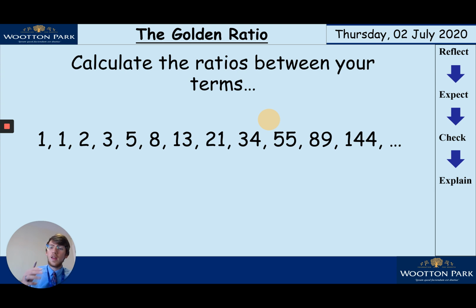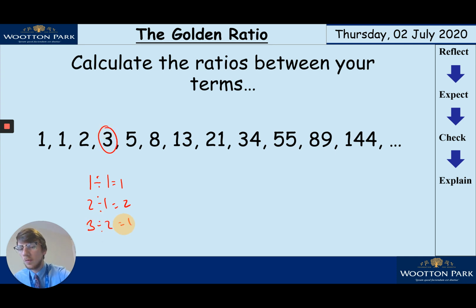So we're going to delve a little bit deeper into the Fibonacci sequence now, and calculate the ratio between each term. What I mean by that is we're going to find what we have to multiply the previous term by to get to the next term. The way we do that is we take one term and divide it by its previous term. So 1 divided by 1 is 1. Then 2 divided by 1 is 2, nothing that interesting so far. 3 divided by 2 is 1.5, so it's got bigger and then smaller again.